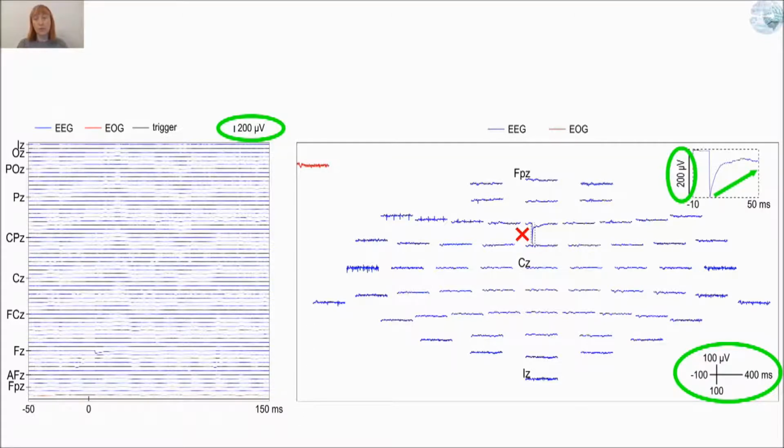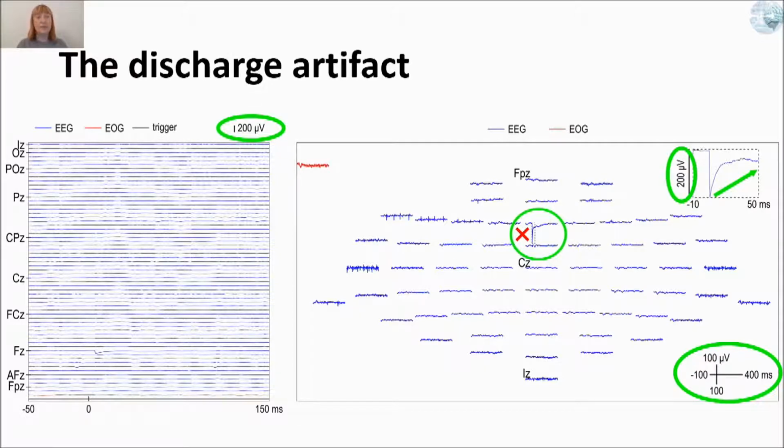2 reasons. First, it has a long duration. It lasts several tens of milliseconds after the pulse. And also, secondly, it occurs typically close to the stimulation site. It is the discharge artifact.